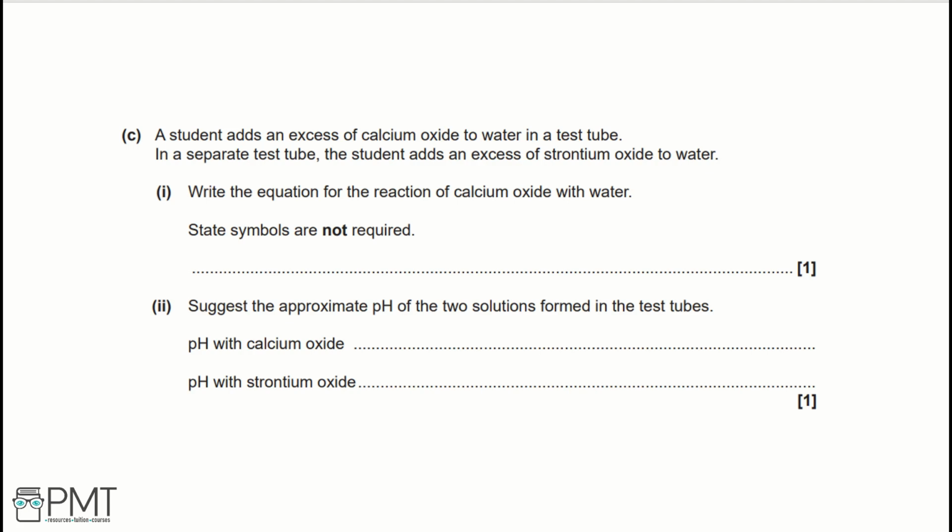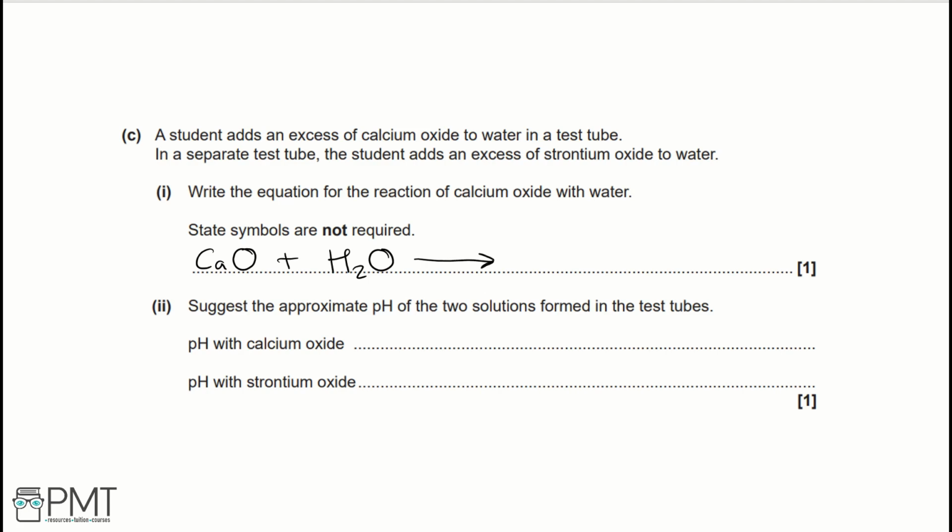Part C. A student adds an excess of calcium oxide to water in a test tube. In a separate test tube, the student adds an excess of strontium oxide to water. Part 1. Write the equation for the reaction of calcium oxide with water. State symbols are not required. Calcium oxide has the formula CaO, and water has the formula H2O. So these would be the formulas of our 2 reagents.